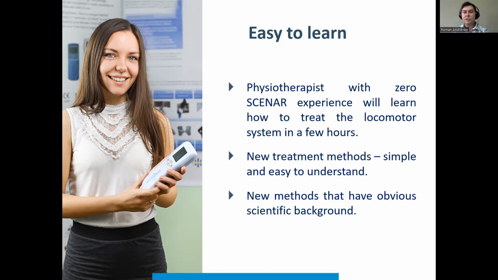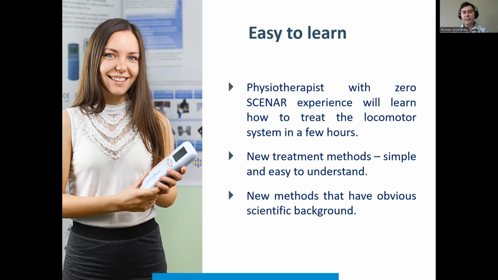It has the new treatment method, which is simple and easy to understand. There are clear protocols that guide you through your Scenar experience, through your treatment process. And it has new, well-described techniques and methods that have obvious scientific background, because Scenar is something that has been developed over more than 40 years, and it is still developing.